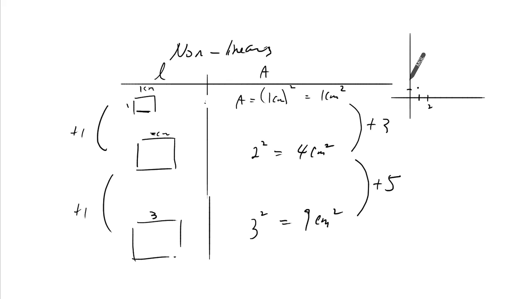If you were to graph this, when it's 1, it's 1. When it's 2, it's 4. When it's 3, it's 9. So it's actually going to look like this, the shape of a parabola. And the important thing is it's not a line. So these are called nonlinear relations.